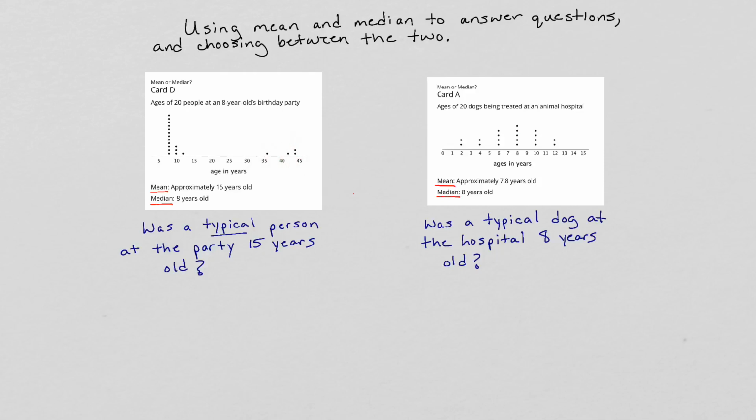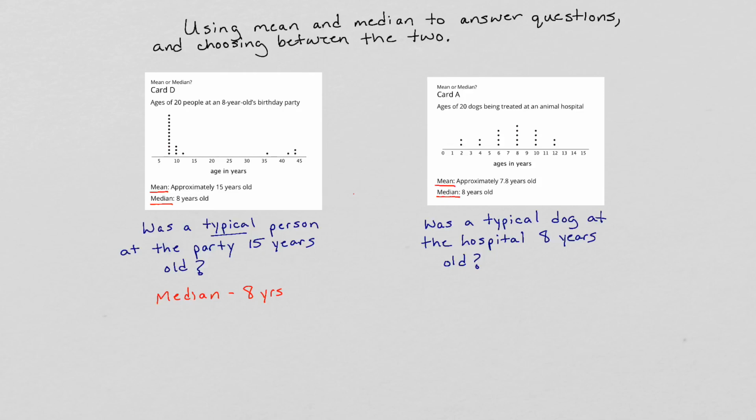So the question is, was a typical person at the party 15 years old? Well, there were no 15-year-olds there. So in this case, it might be better for us to use the median to describe our data, because the median was 8. The median said 8 years old. Well, yeah, a typical person at the party was around 8 years old. The mean is misleading. Okay?